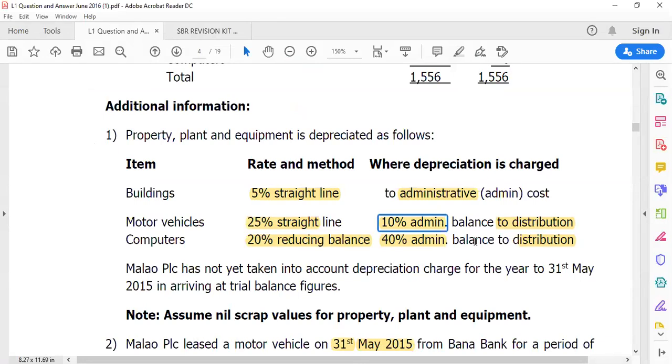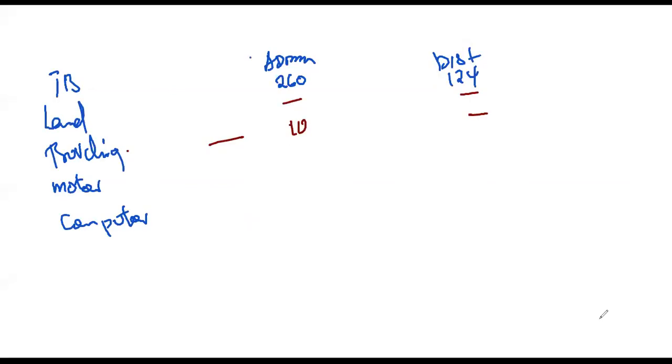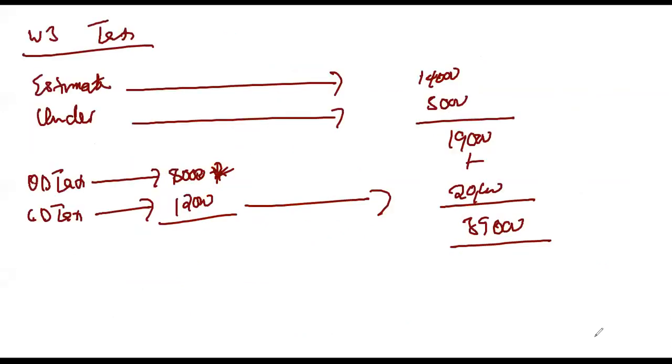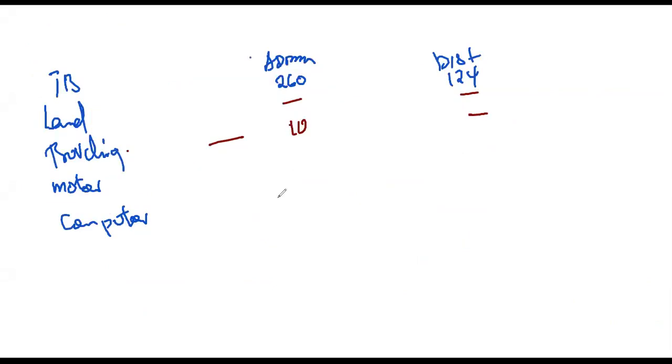Okay, so what do we do? There we go. 10% of 22.5 goes to admin. So when you multiply 10% of that figure, you're going to have 2.25. So you have 2.25. And then the balance comes there, which is simply when you less the 2.25 from the 22.5, you're going to have 20.25. Here, 40% goes to admin, the balance goes to distribution.